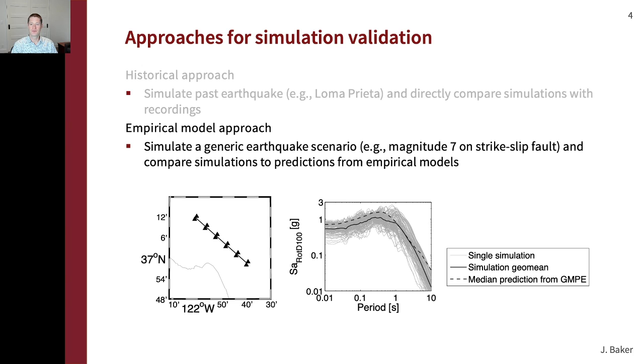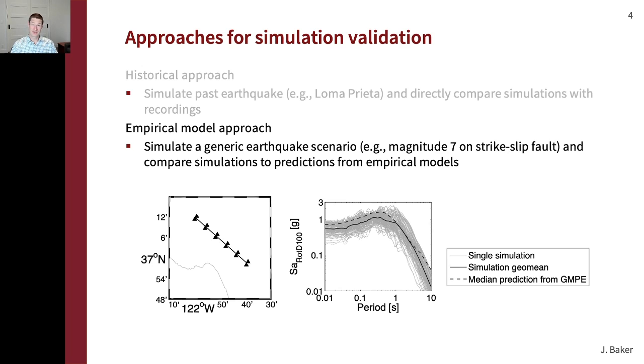And so we could look at what an empirical model predicts for response spectral amplitudes from this generic scenario, and what the amplitudes typically seen in the simulations are. And so those types of comparisons can be made. Those are both popular strategies for ground motion simulation validation that have been used extensively. And we're just trying to put some names and structure to this.